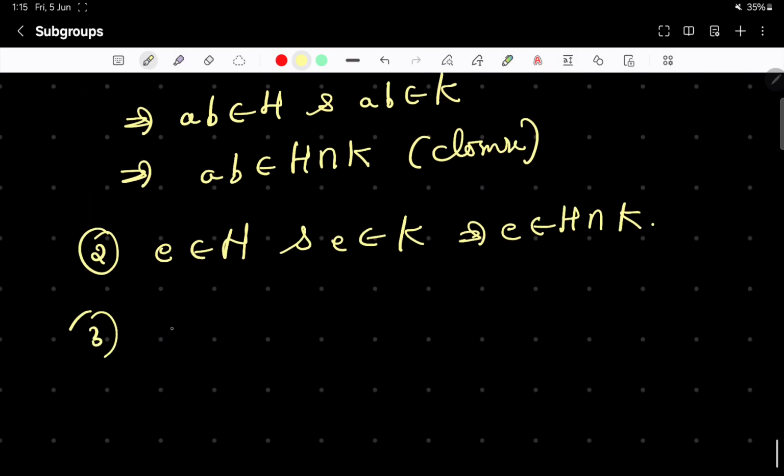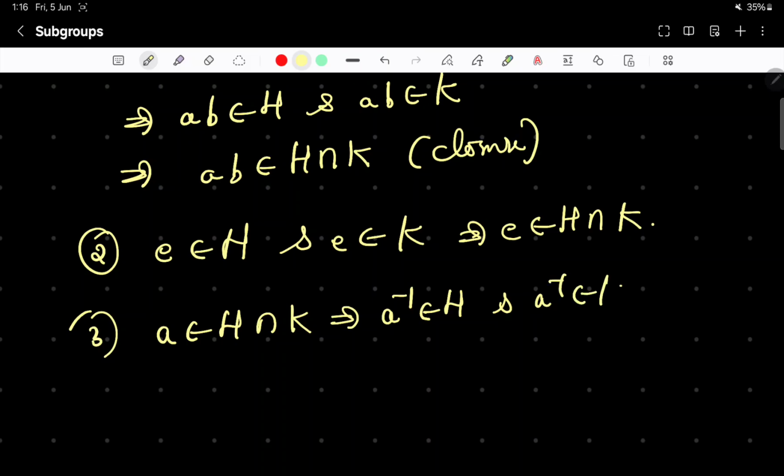Now for the inverse case, you take a in H intersection K, so this means A inverse is in H, and also A inverse is in K, right?